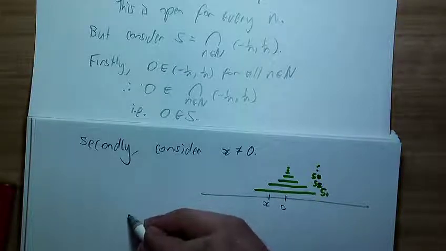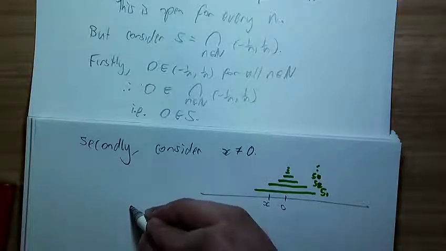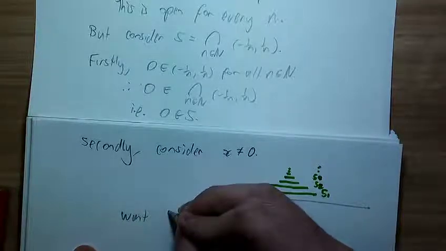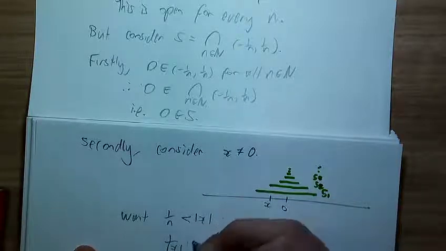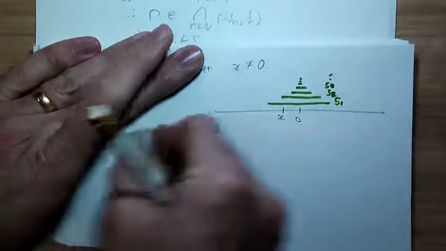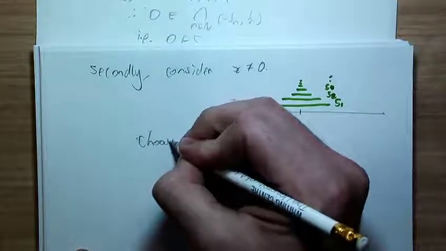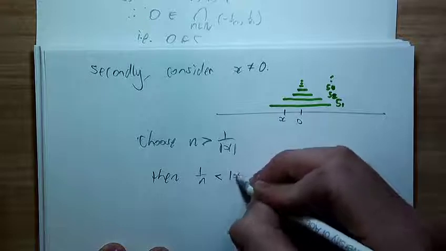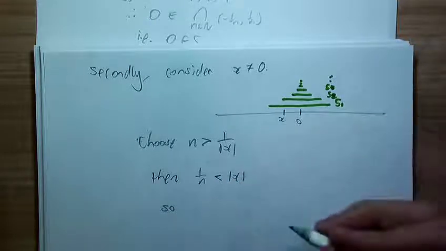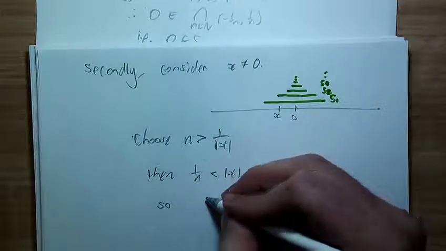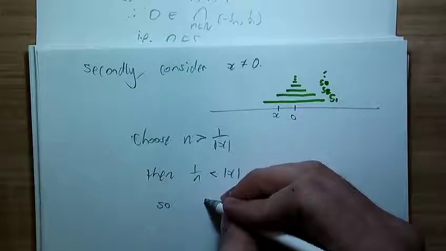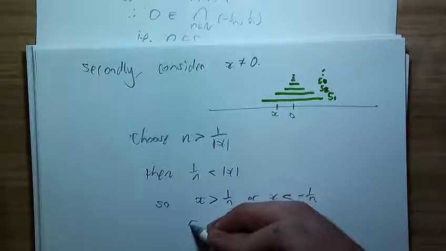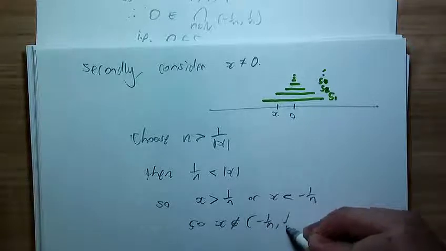So I want, just going to do a quick calculation if that's okay. So I want 1 on n to be less than the absolute value of x. Okay, that's what I want. Cool. So choose n to be greater than 1 on the absolute value of x. Then 1 on n is less than the absolute value of x. So x is greater than 1 on n, or x is less than minus 1 on n. And so x is not in that interval.